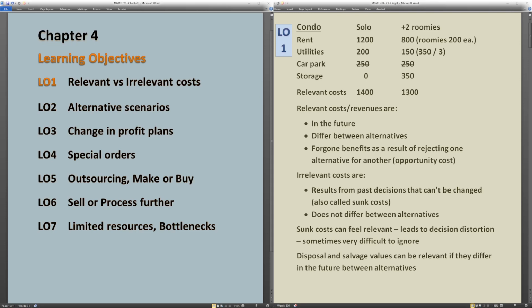And here's one last little thing, disposal and salvage values, because the first part of the book talks a lot about depreciation. Disposal and salvage values can be relevant if they differ, right? That's the main thing. They have to differ between the alternatives.